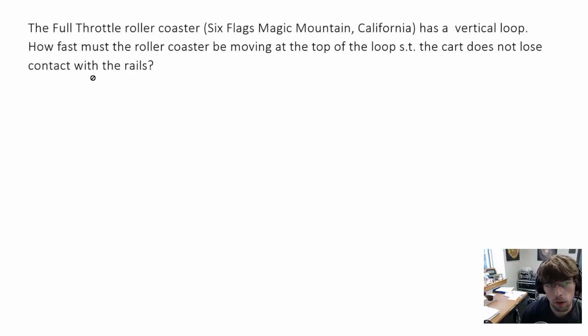The Full Throttle Roller Coaster, Six Flags Magic Mountain, California, has a vertical loop. How fast must the roller coaster be moving at the top of the loop such that the cart does not lose contact with the rails? Okay, first of all, let's be careful. We've got a verbal clue here: cart does not lose contact with the rails. So we're looking for that boundary point right between it's in contact and it's not in contact.